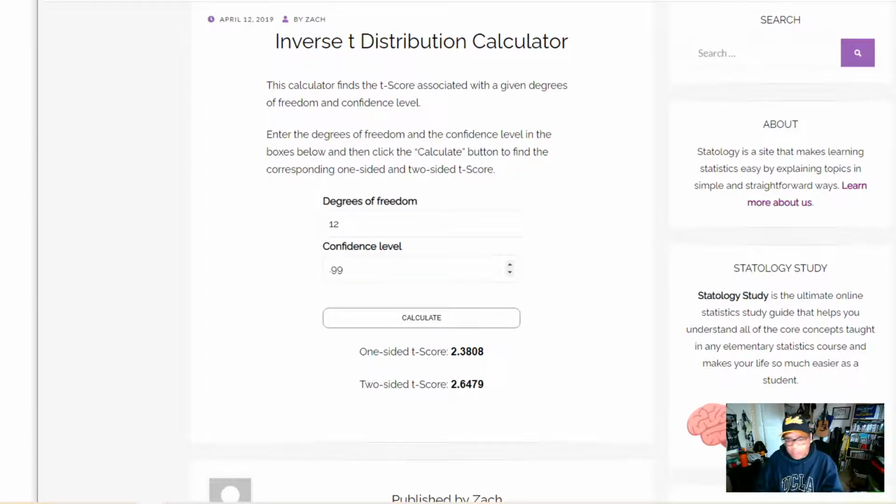Then we need to enter in our confidence level, and we're at a 90% confidence level. Calculate, and over here it tells me the t star, that's 1.782. It gives me one more decimal place than I really need, so just make sure you round that, 1.782.